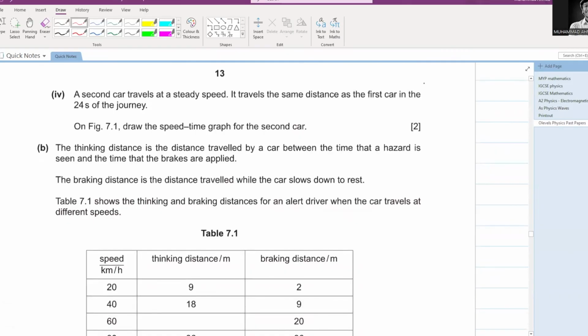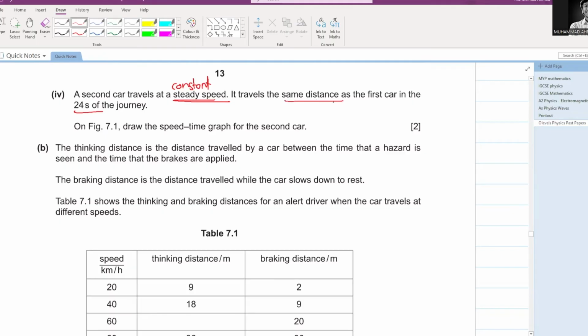A second car travels at a steady speed. It travels the same distance as the first car in the 24 seconds of the journey. On figure 7.1, draw the speed time graph for the second car. अच्छा बेटा सेकंड कार क्या कर रही है स्टेडी स्पीड पे ट्रैवल कर रही है या कांस्टेंट स्पीड पे ट्रैवल कर रही है फॉर द 24 seconds and it is still covering the same distance.